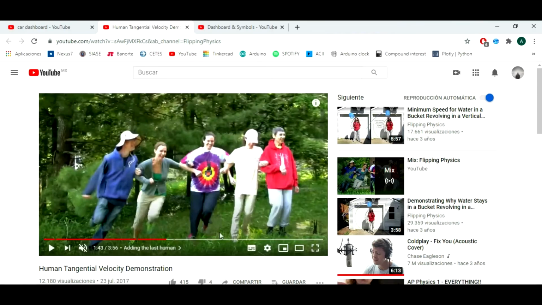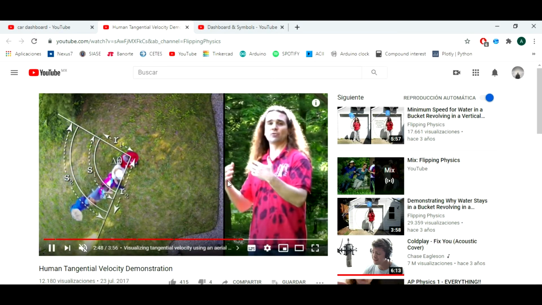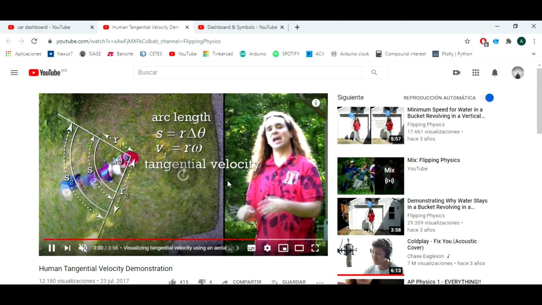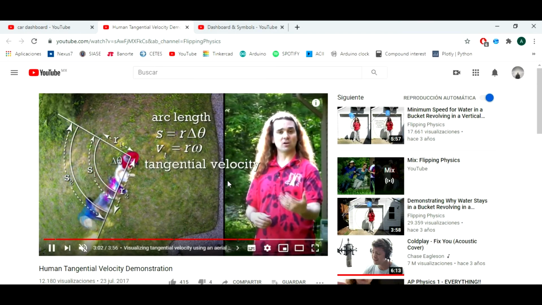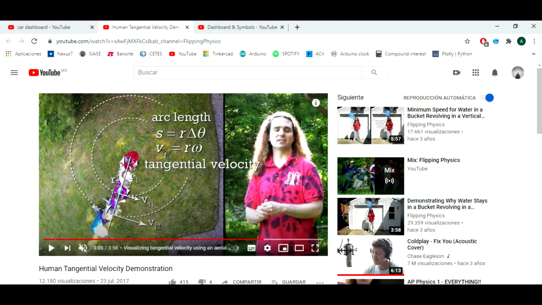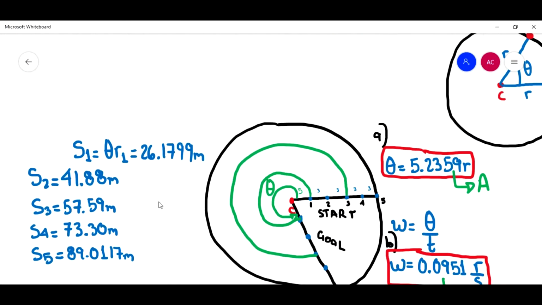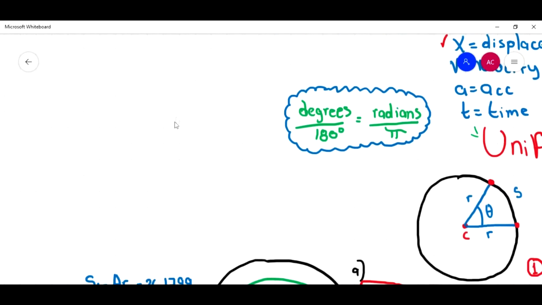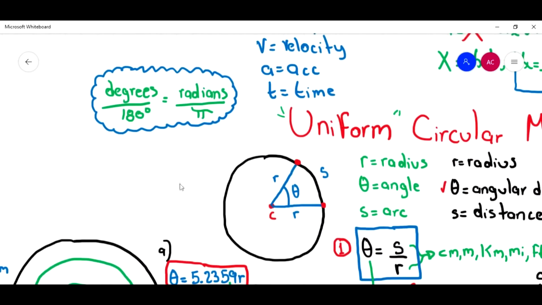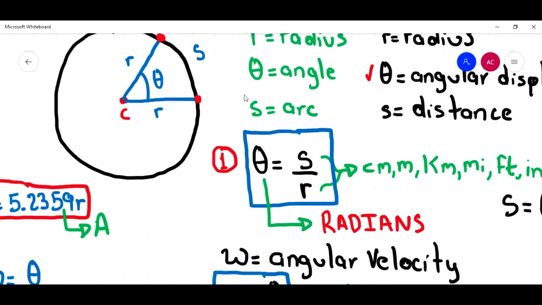We're going to have a new concept called the tangential velocity. What is the tangential velocity? As you can see in this video, that's the linear velocity according to the distance from the center. Let's return to this drawing. The tangential velocity is a linear velocity.